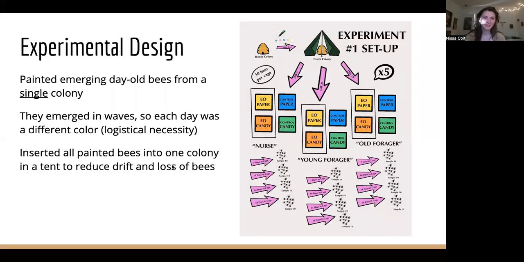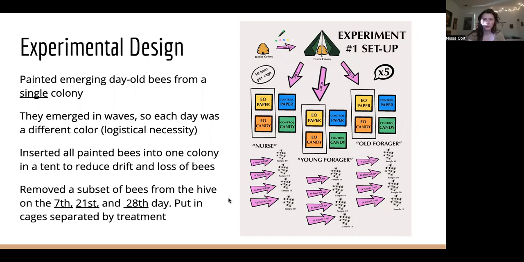So when I painted the bees, I inserted them into another colony, which was in a tent. I put them in a tent so that the bees that I painted wouldn't drift to other neighboring colonies, because we have a fairly large apiary, and I didn't want all my hard work to just be lost. So I put them in a tent to know where my bees were, which is the foster colony. And I ended up putting about 3,000 painted bees in there.